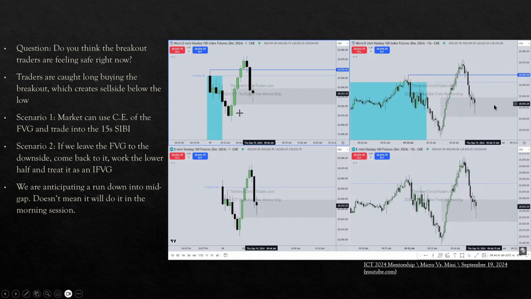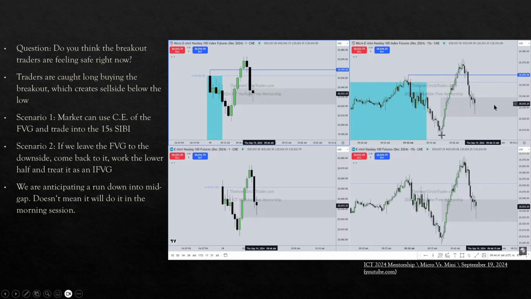Now, do you think the breakout traders are feeling safe right now when they have bought above this high, when they bought the breakout? Do you think they're feeling safe right now as the market retraces lower? Probably not. So traders are caught long buying the breakout, which creates sell side liquidity below this low.